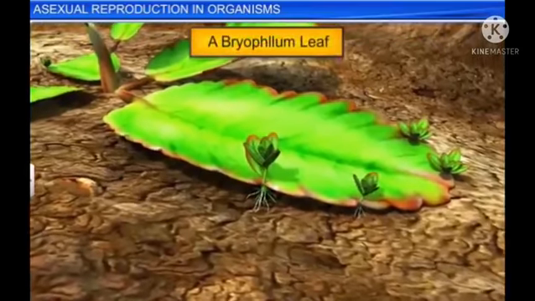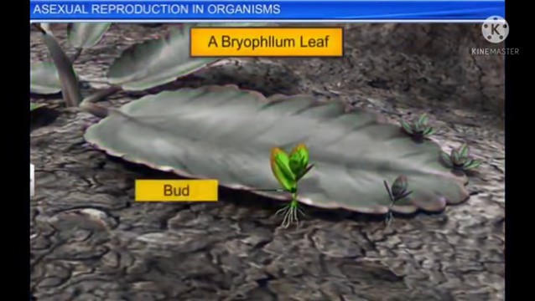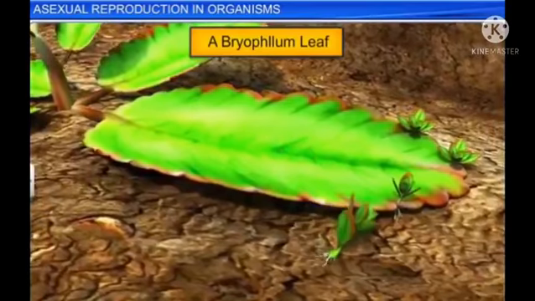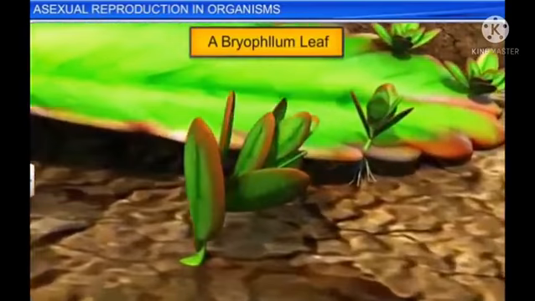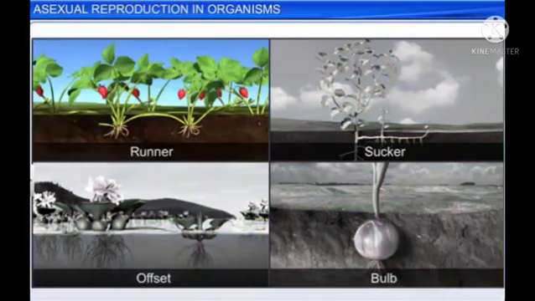Bryophyllum, on the other hand, have notches on the margin of their leaves that give rise to adventitious buds that fall off and later germinate into new plantlets. Apart from buds and nodes, runners, suckers, offsets, and bulbs are other examples of vegetative propagules in plants.